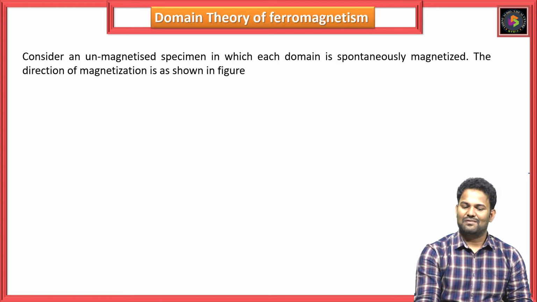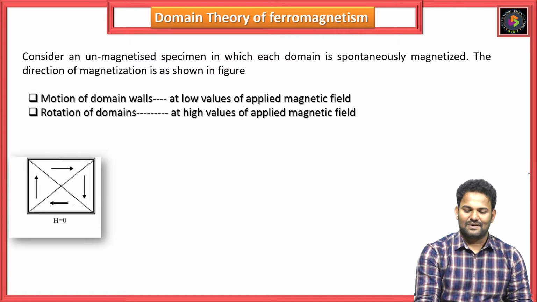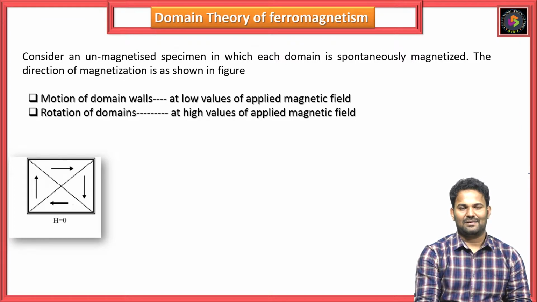The direction of magnetization is shown in the figure below. The motion of the domain walls you can see in the figure below. Here, if you apply a magnetic field to the ferromagnetic material, it can be magnetized. Initially, you are not applying any magnetic field to the ferromagnetic material, so it won't be magnetized.